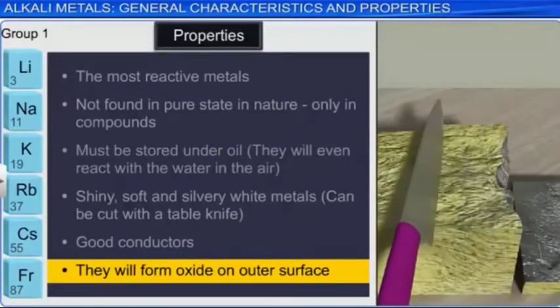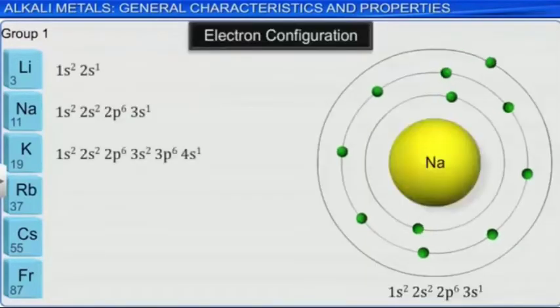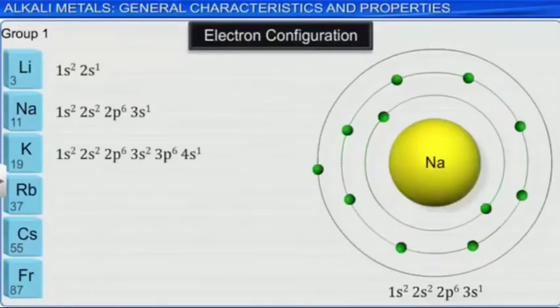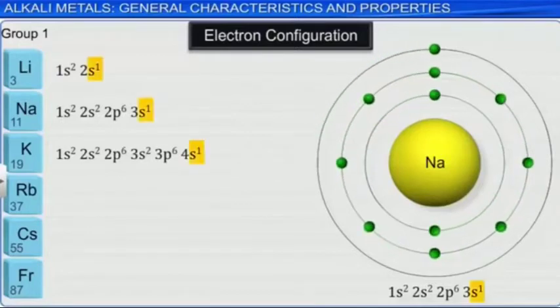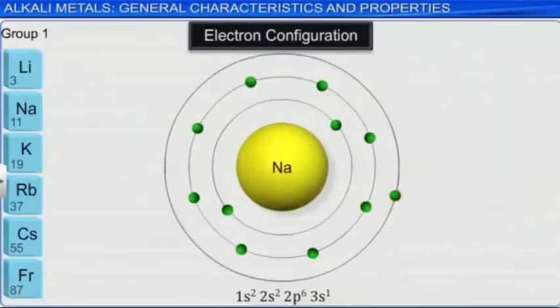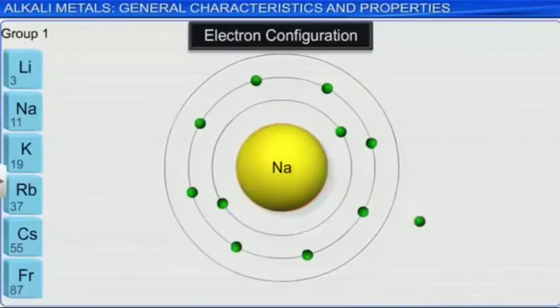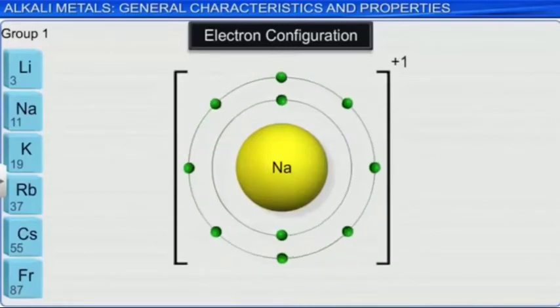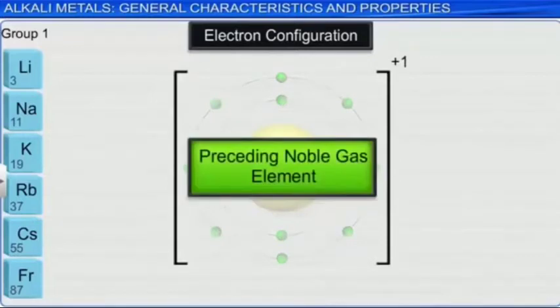Recall that the alkali metals all have electron configurations ending as s1. The single valence electron for each of these elements is relatively loosely attracted to the nucleus. If this sole valence electron is lost, then the resulting ion is isoelectronic with the preceding noble gas elements, that is, having the same number of electrons as the preceding noble gas. Thus, the typical ion formed by an alkali metal is a cation with a charge of +1.